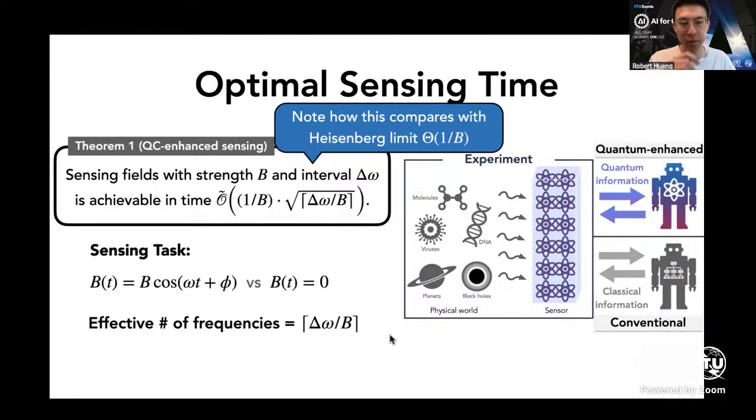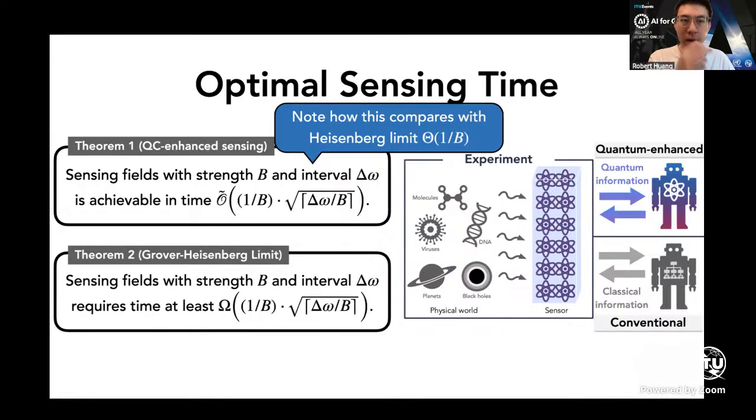Is that possible? What we were able to prove is that there's actually a fundamental limit where Grover search and Heisenberg scaling combine into this scaling of 1 over b times square root of delta omega over b, which exactly matches the upper bound that we were able to achieve. So in a way, it's not possible to achieve even better scaling. There's no way to do some kind of binary search. We have to do some version of Grover search, no matter how clever we are in designing the sensing protocol. And one can see that in the sensing task, the Grover search idea emerges very naturally, and that is the best thing one could do for sensing an oscillating field.